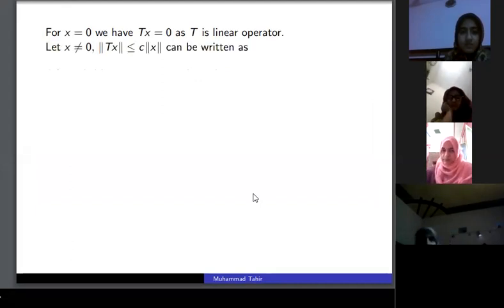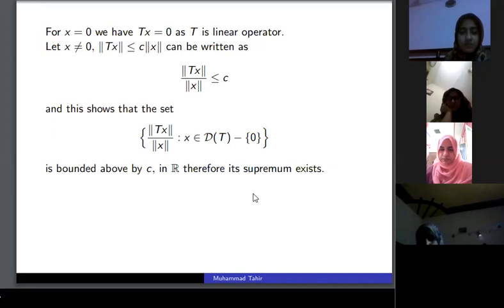Let x not be equal to 0. Norm of Tx less than or equal to C norm of x can be written as norm of Tx divided by norm of x is less than or equal to C. In this way, it shows that the set of norm Tx over norm x, x belonging to domain of T minus 0, is bounded above by C in R. Of course, norm Tx over norm x is a real number, and from norm Tx over norm x less than or equal to C, we can see that C is an upper bound of this set.